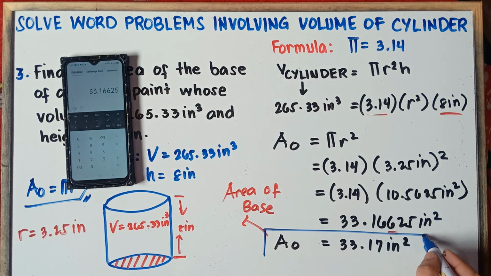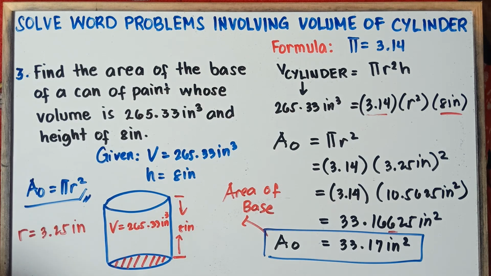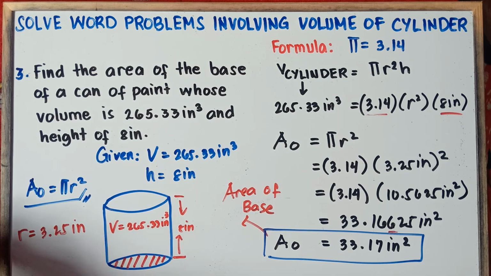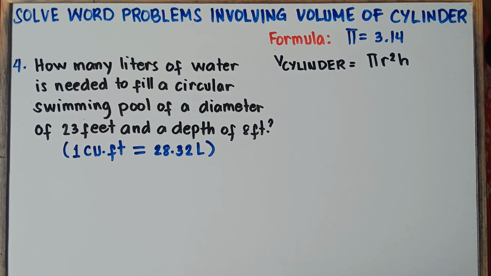That's it, class. All set. And that would be the area of the base, 33.17 square inches. All set, class, for example number 3. Alright, so let's proceed now. Example number 4, our last example, class. Alright, so let's work on example number 4.